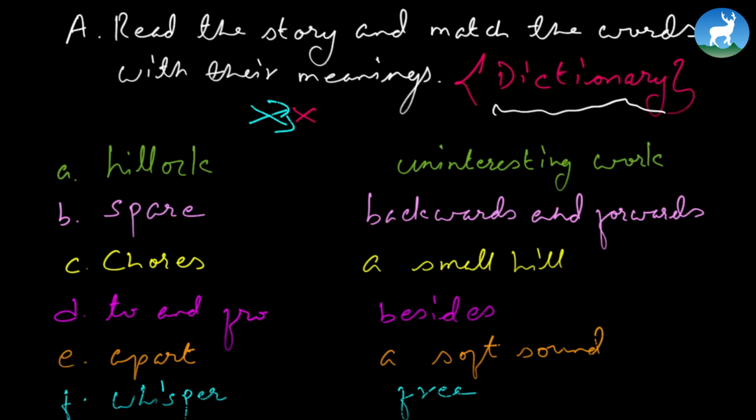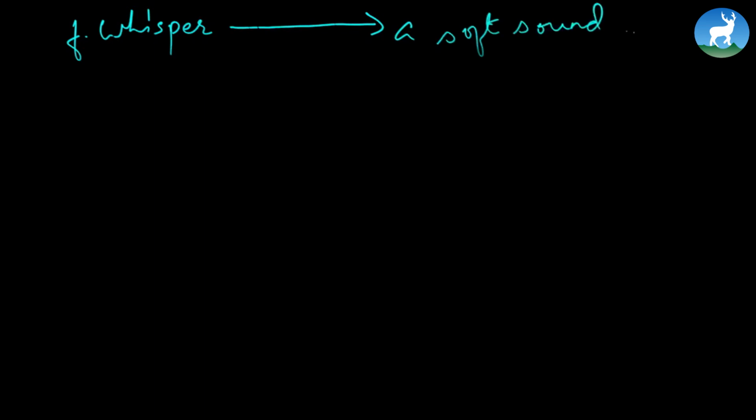All right. So when you do the match the following, this is how you should be doing it. For instance, in number F, we had whisper. You look at the dictionary and you'll find that its meaning is a soft sound. Use a ruler, draw a straight line, and write down a soft sound. In this way you can do it right in the classroom, or you can do it as a homework.